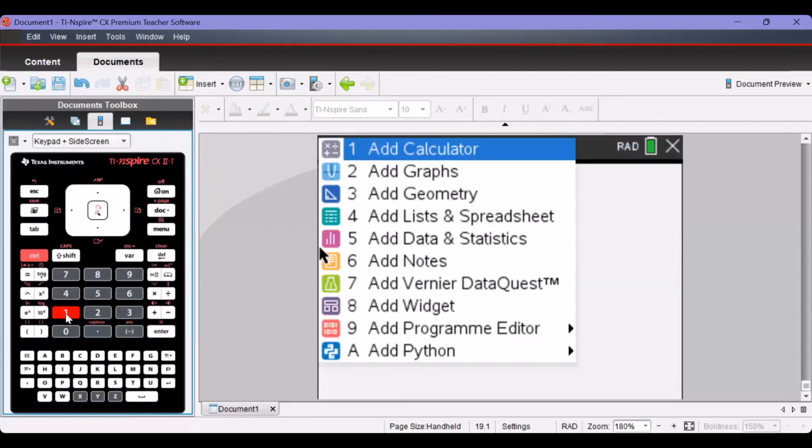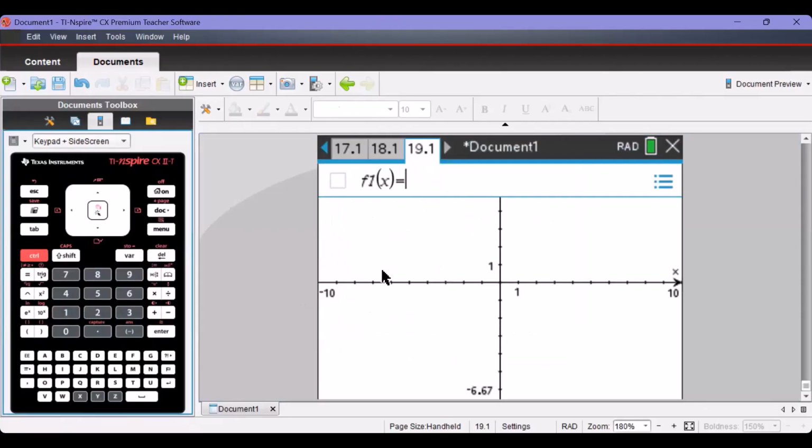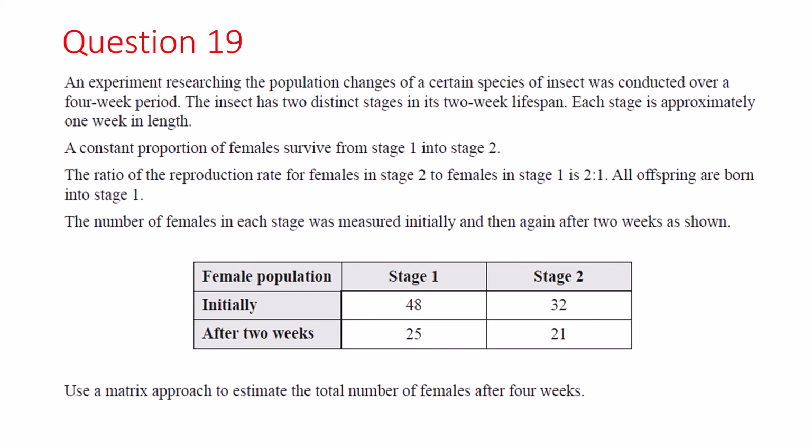Question 19, press Doc, 4 for insert, 1 or Enter for problem. And we will start off by adding a graphs page. Now, what we're going to do in this question is we're going to let X be the birth rate for stage 1 females, and let Y be the survival rate for stage 1 females to stage 2 females. So therefore, our Leslie matrix will be a 2 by 2 matrix. Row 1, the coefficients will be x, 2x. Row 2, the coefficients will be y, 0.